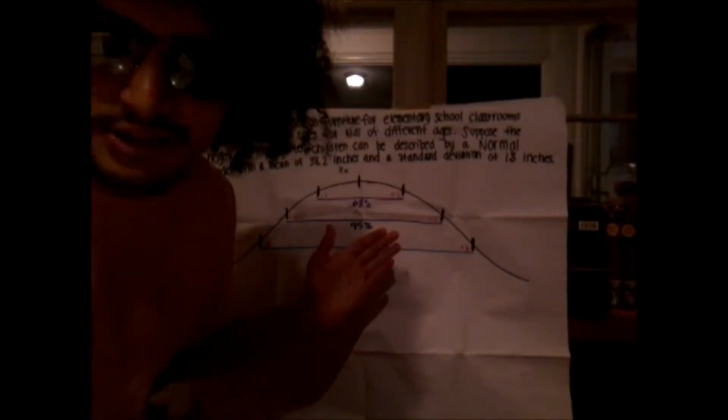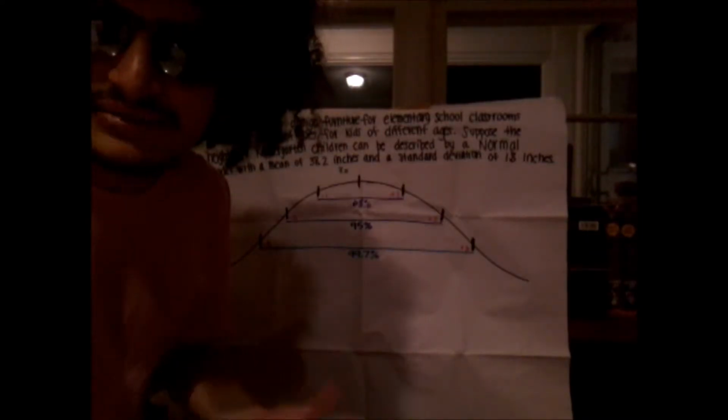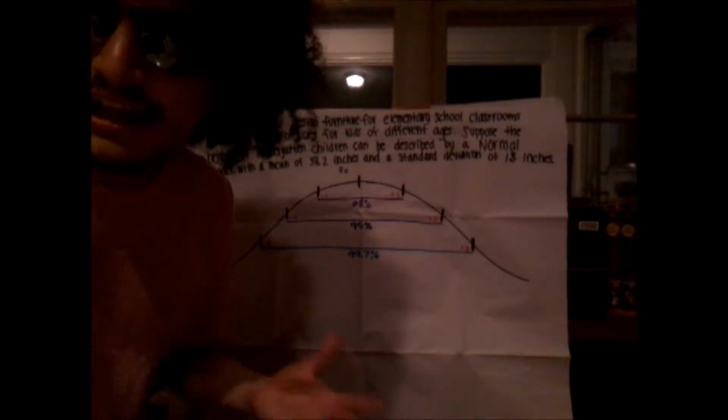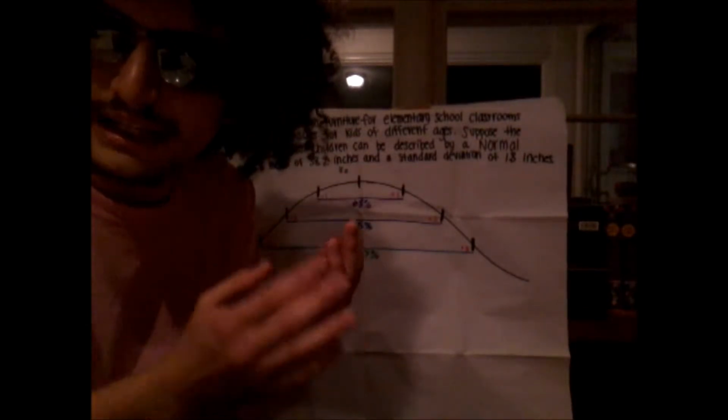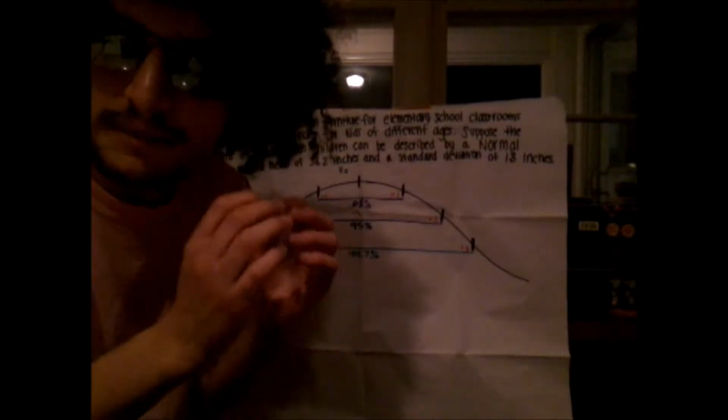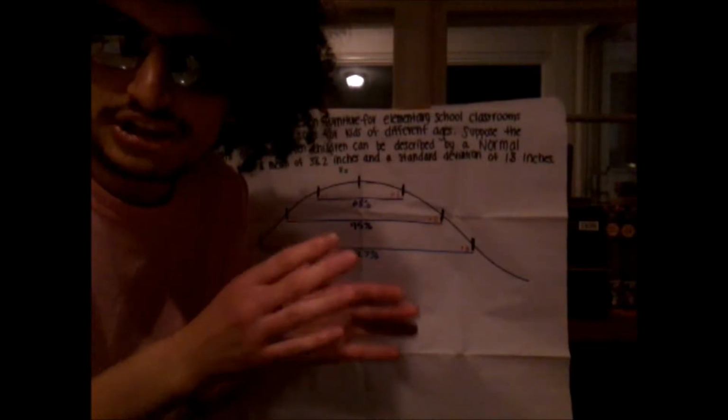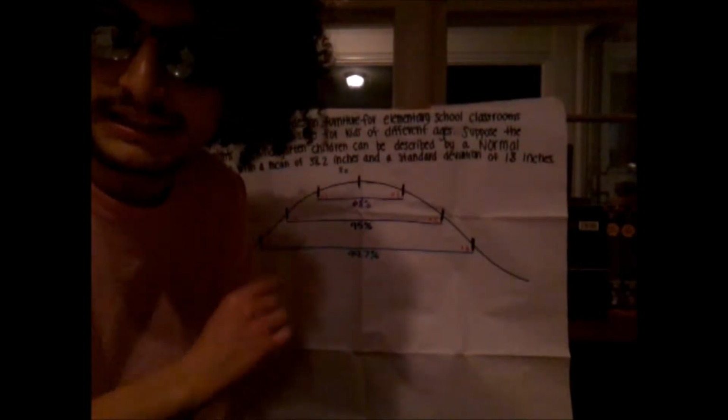So I bet you're just itching to get started, right? Yes, I'm itching to get this done with because you threatened to throw a rock at my kidney if I try to leave. So here is the premise. Companies who design furniture for elementary school classrooms provide a variety of sizes for kids of different ages. Suppose the heights of kindergarten children can be described by a normal model with a mean of 38.2 inches and a standard deviation of 1.8 inches.